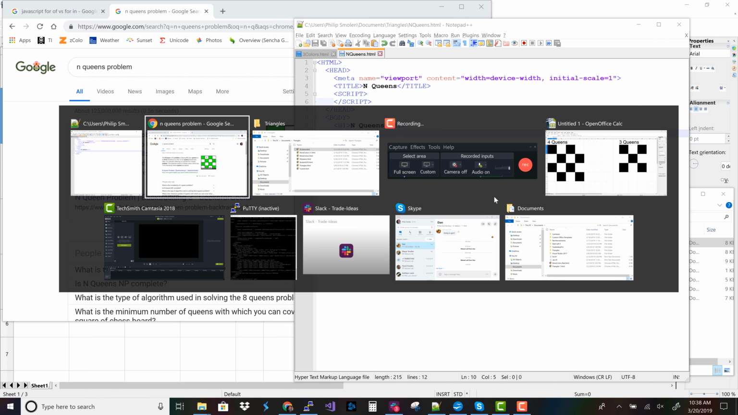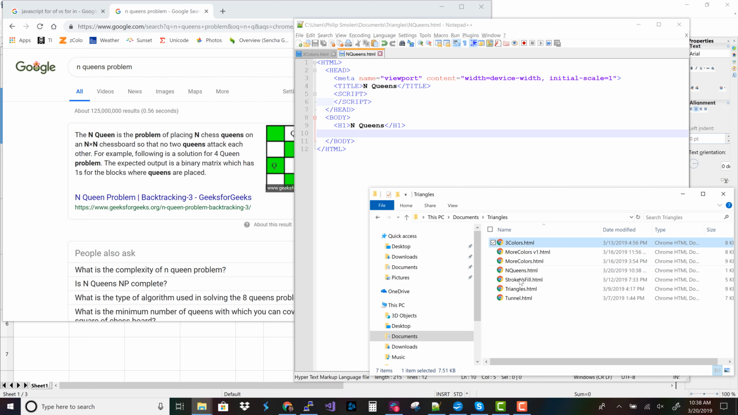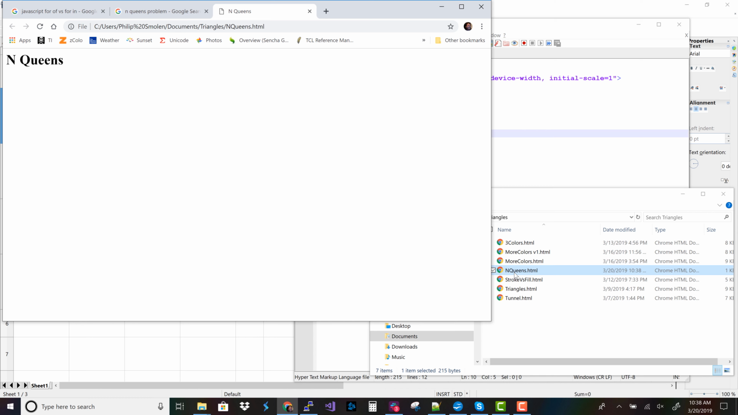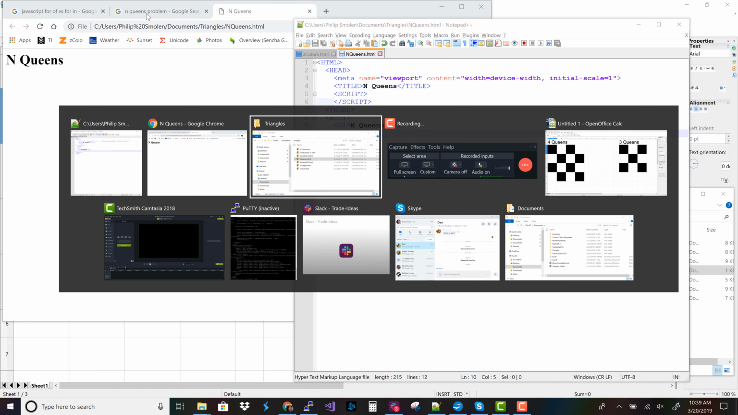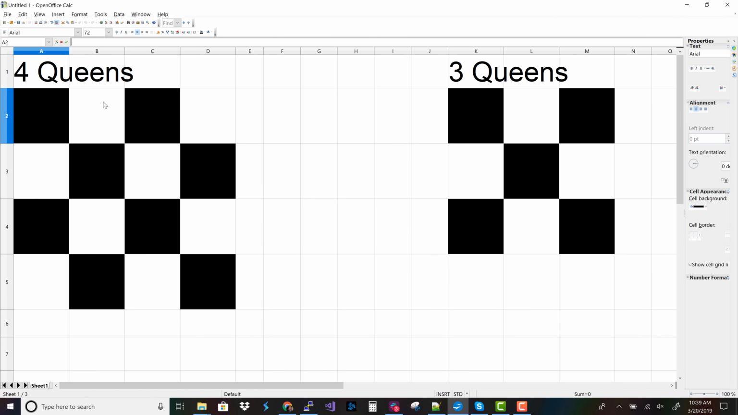And let's take a look. Not very exciting yet, but got to start somewhere. So we're going to want an input, so you can say what n is. For example, you could have a 3x3 chessboard or a 4x4 chessboard, so n would be 3 or n would be 4.